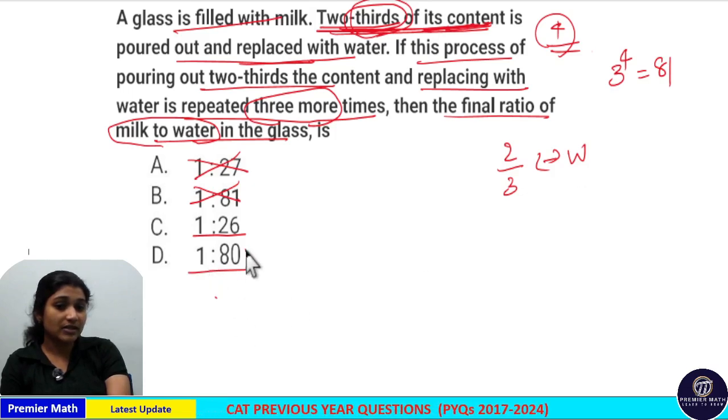which is in our option. 1 plus 80 is 81. So you can ignore this 27 part. So option D is our answer.